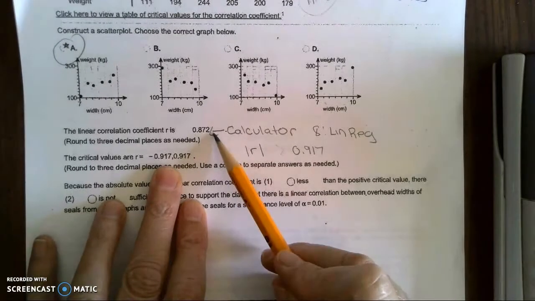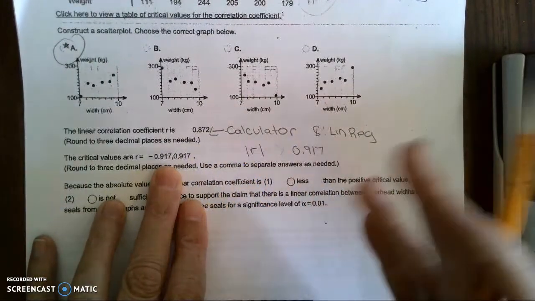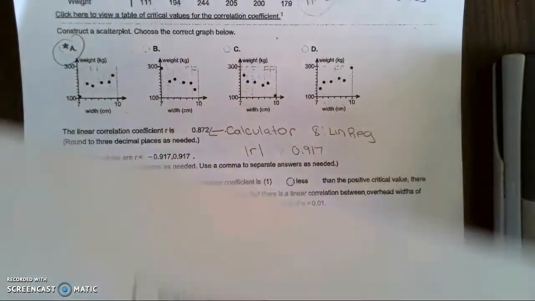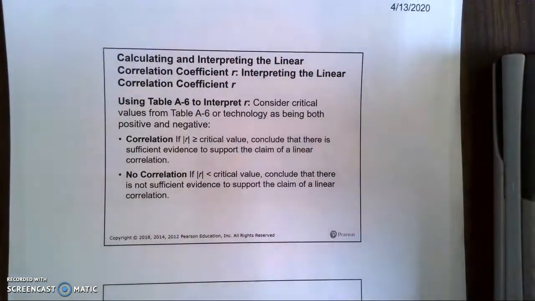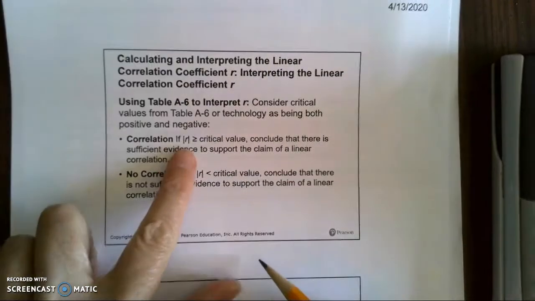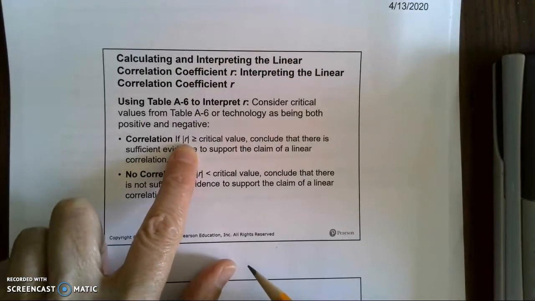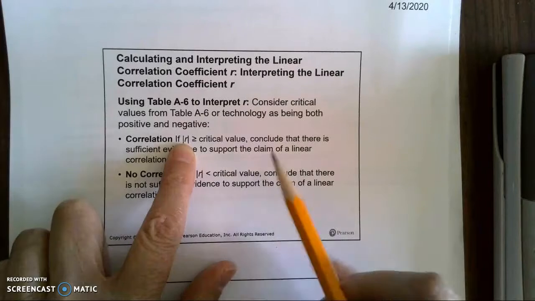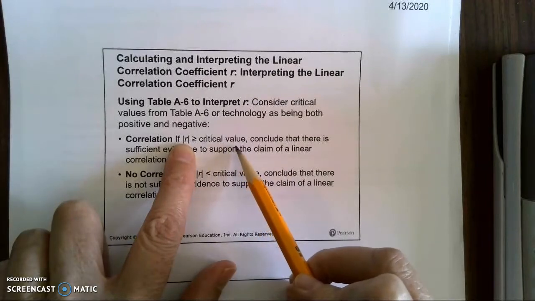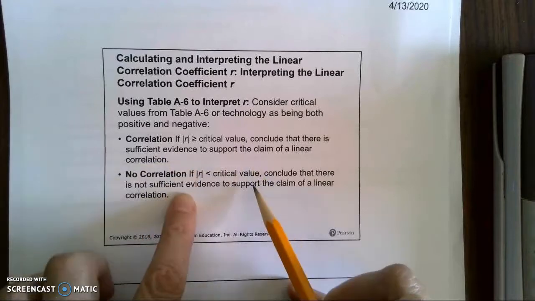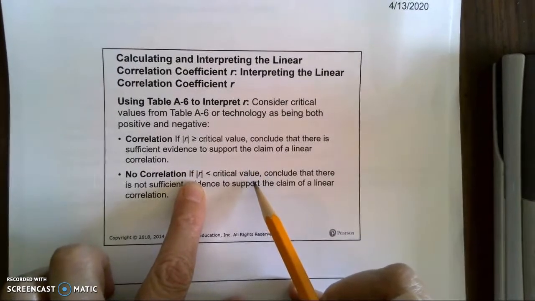Okay, now I'm going to look at how I decide between these two. How do I decide if they're correlated or not? This is a document that is in the PowerPoint. I think I'm also going to give you a copy of this on Canvas. What you do is compare your calculator value, which is your sample correlation coefficient, with the critical value. If the absolute value of the calculator value is bigger than or equal to the critical value, you're going to say there is a correlation between the two. If it's less than, you're going to say there's not.